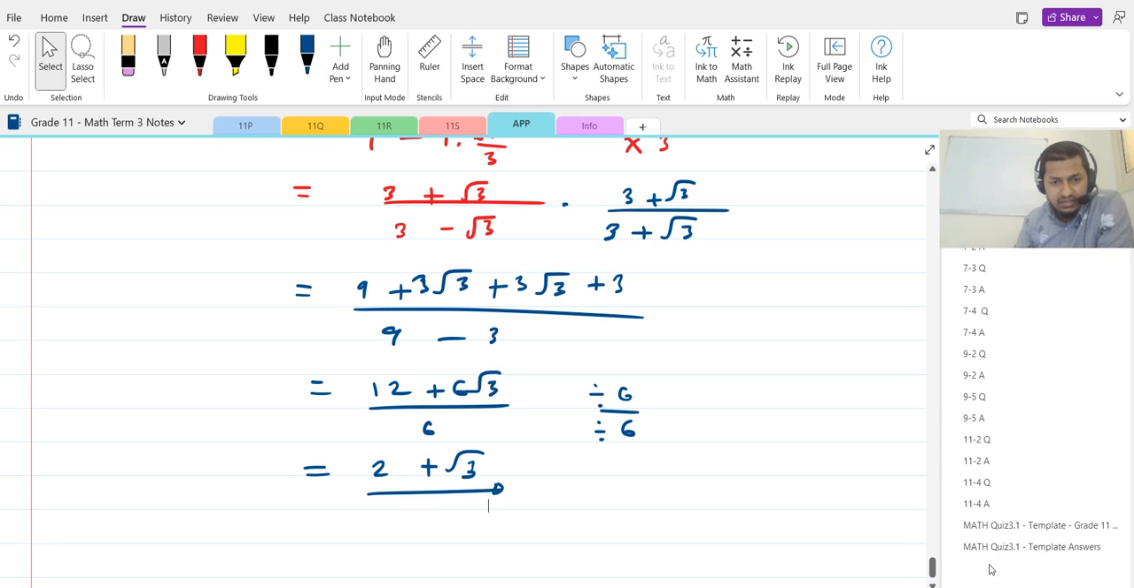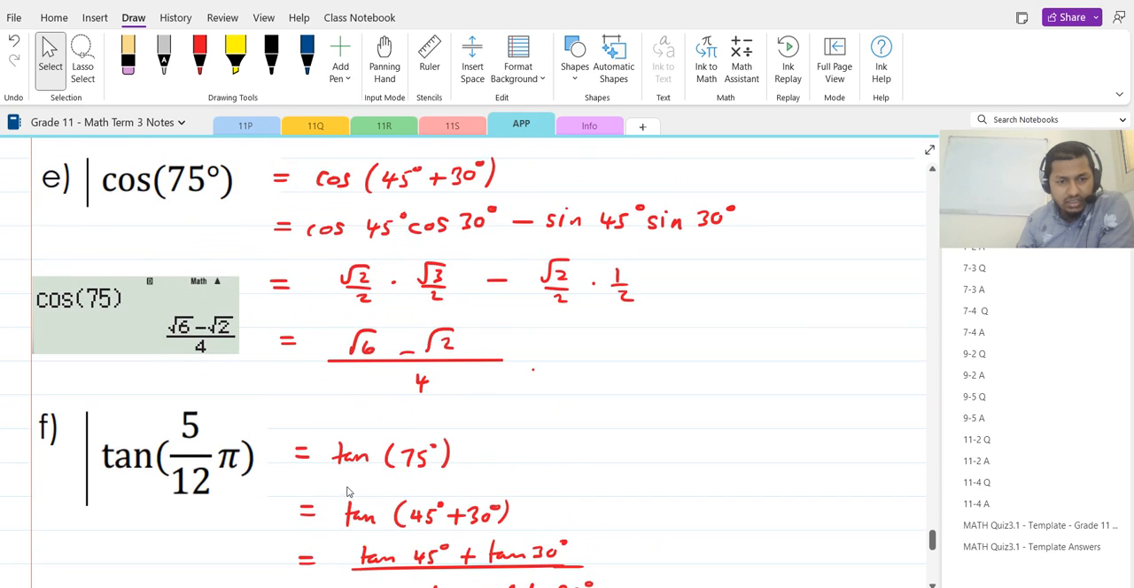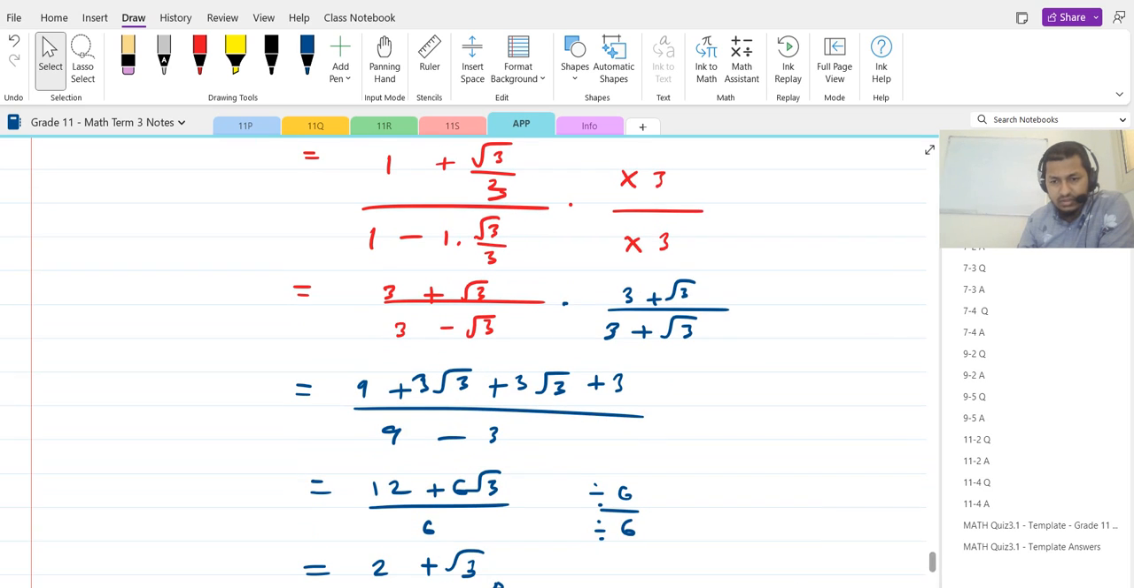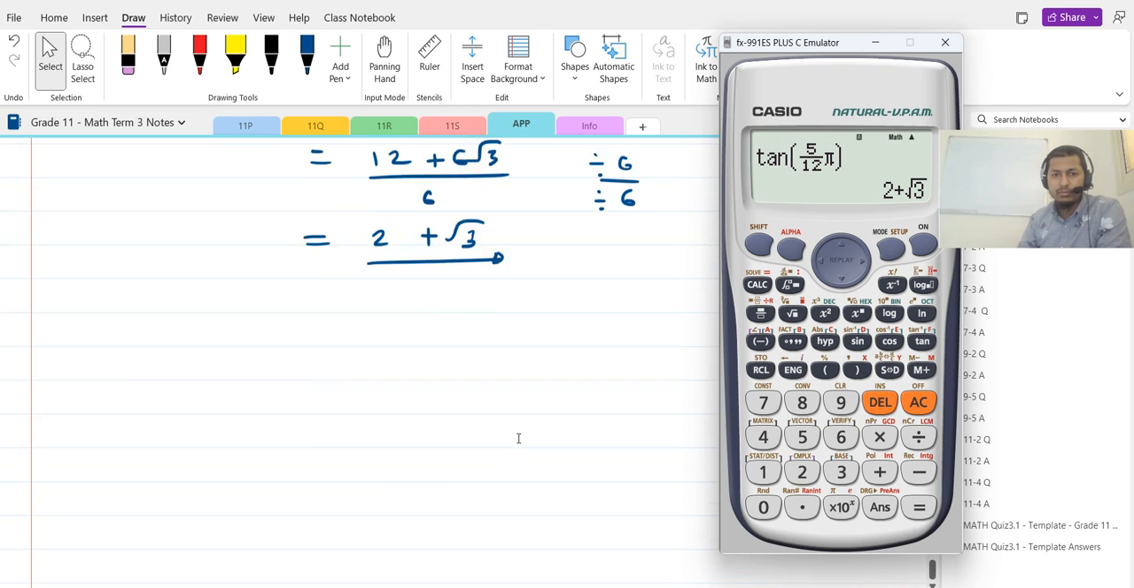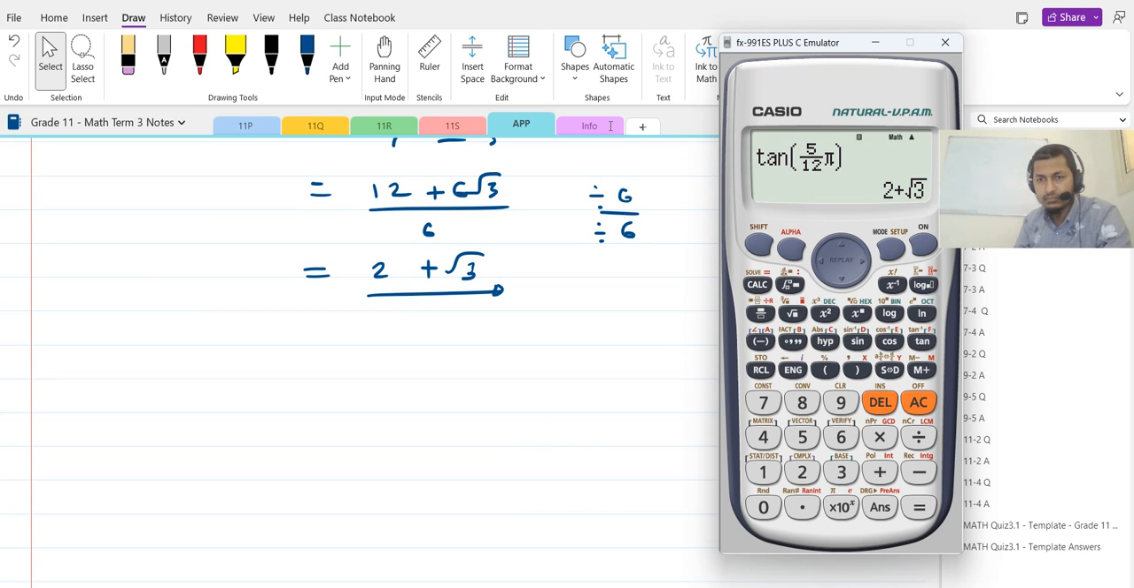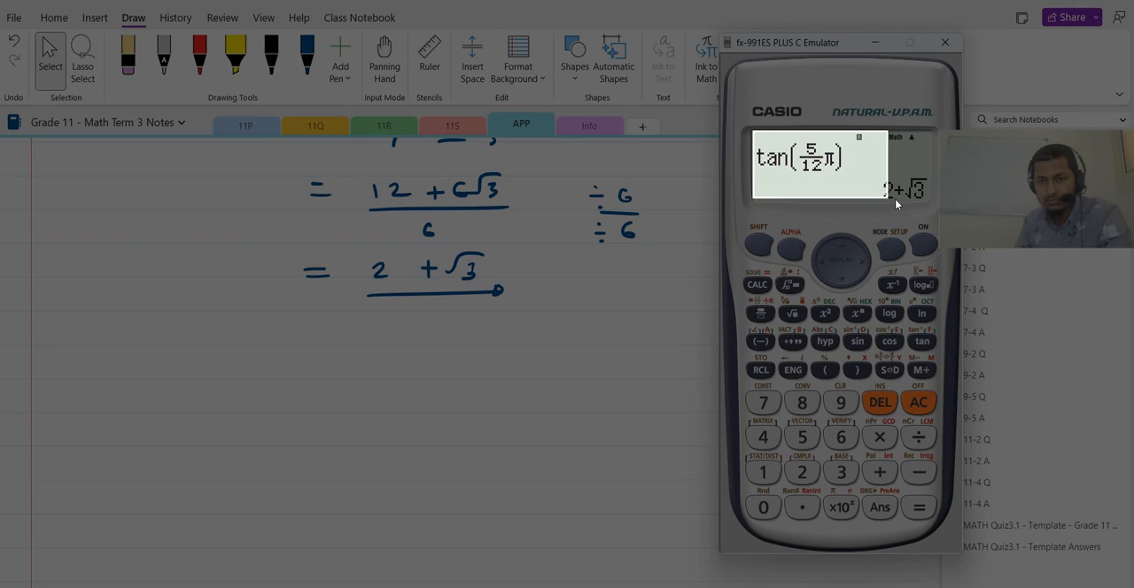Let's check if this answer is correct using tan 5 pi over 12. So let's type tan 5 over 12 pi, and shift, change the mode to radians. Right, what's my answer? 2 plus root 3. Perfect. I hope you guys are understanding.